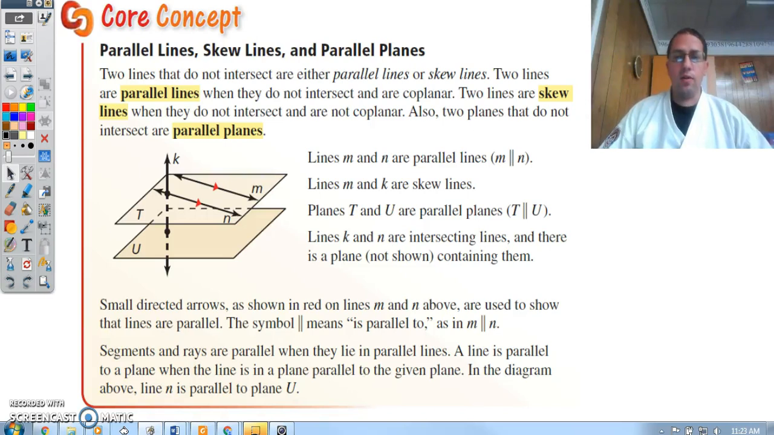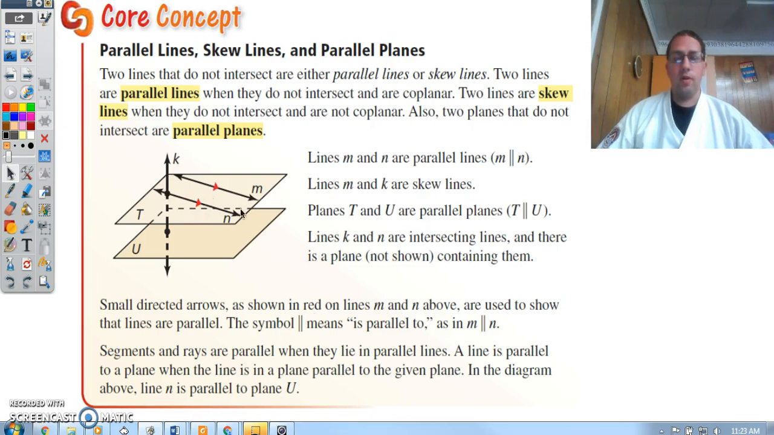Hello class, today we're going to talk about angles and lines and intersections. To start with, we're going to talk about parallel lines, skew lines, and parallel planes, things that don't ever intersect. Parallel lines, as everybody knows, are lines that go the same direction. They never intersect. This is like line M and line N. We show that these are parallel with these little arrows here.